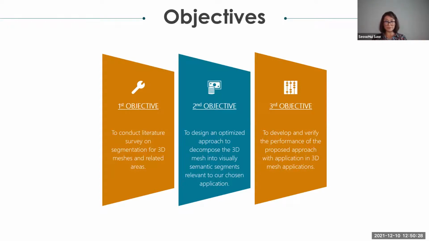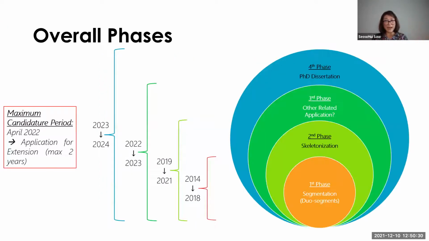mesh application. I have divided my candidature period into 4 phases, with respective years. The first phase is about 3D mesh dual segmentation on simple 3D meshes, and the second phase is learning 3D mesh skeletonization on 3D human femurs, while the third phase is to apply the segmentation algorithm to a related application and perform verification. Finally, the fourth phase will be my dissertation preparation.